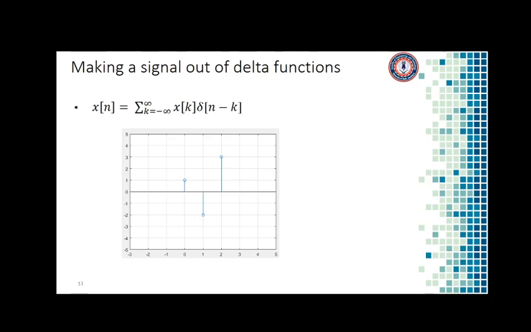I can write my signal as the infinite sum from k equals minus infinity to infinity of x of k times delta n minus k. It's like saying that at every position, at every value of k, I multiply the delta function by the corresponding value of x, and then I add all those up. So it's like adding all the deltas. This is like taking the signal and breaking it into pieces.